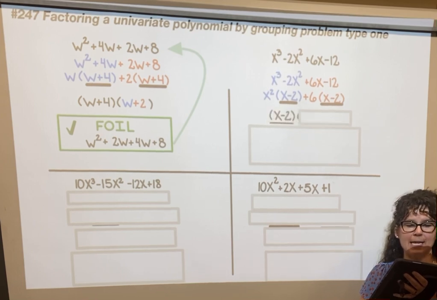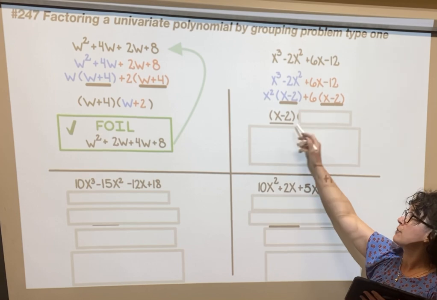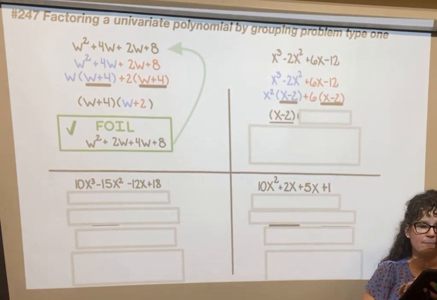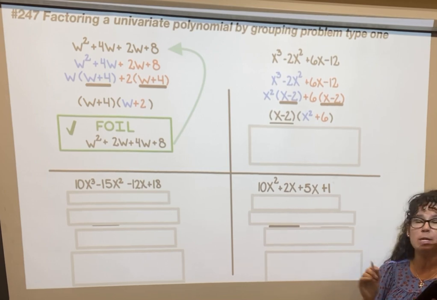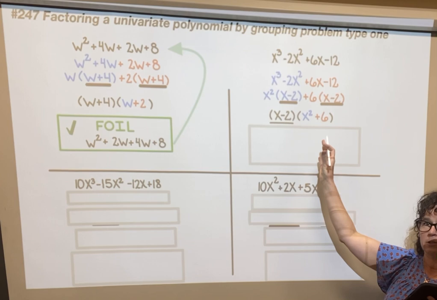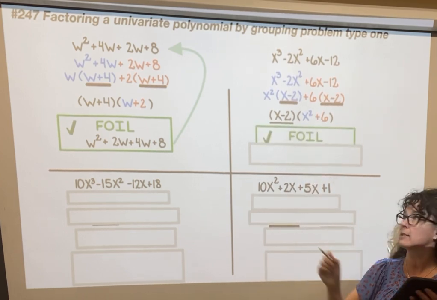So I'm going to take an x minus 2 out of both the blue and the red. And the leftover is x squared plus 6. I've rewritten it as a multiplication problem, so it's factored. If you FOIL, you can double check that you did it correctly.